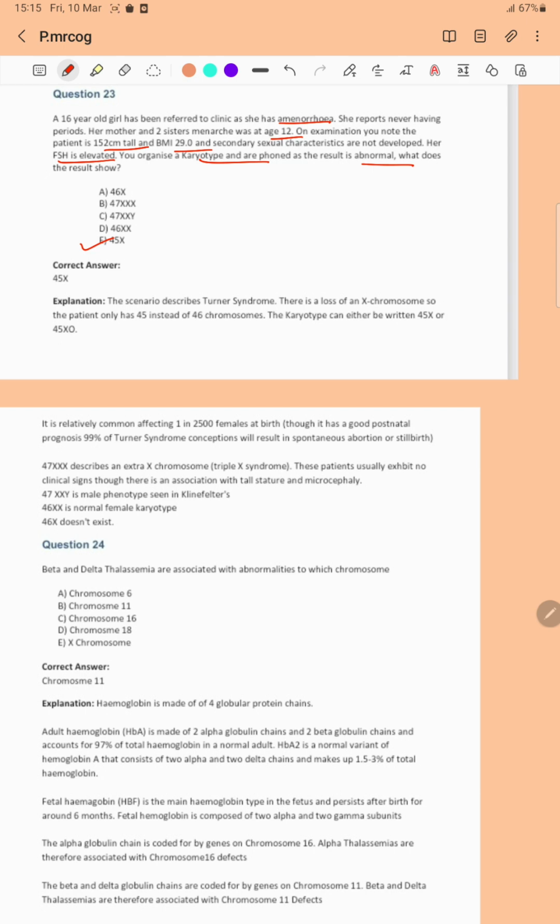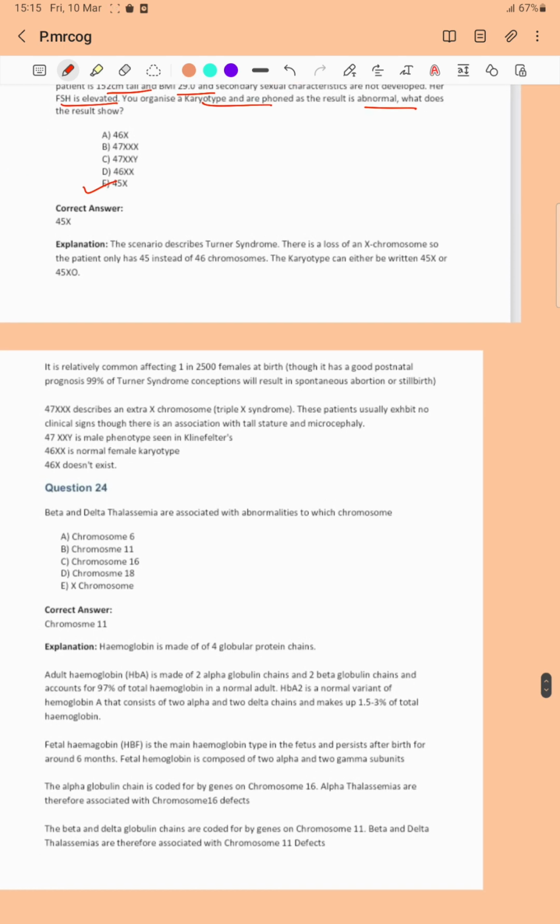In Turner syndrome there is a loss of an X chromosome, so the patient only has 45 instead of 46 chromosomes, and the karyotype can be written 45,X or 45,X0. It is relatively common, affecting 1 in 2500 females at birth, and they have a good postnatal prognosis. 99% of Turner syndrome conceptions will result in spontaneous abortion or stillbirth.